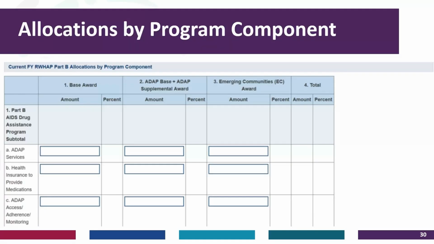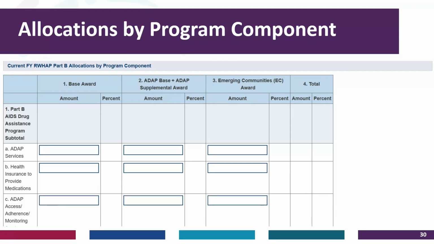The next table is the allocations by program component. So in this table, there are 3 columns, each pertaining to different award types. You have your base award in column 1, ADAP base and ADAP supplemental combined in column 2, and then emerging communities in column 3. There's a few different fields to fill out in this table.